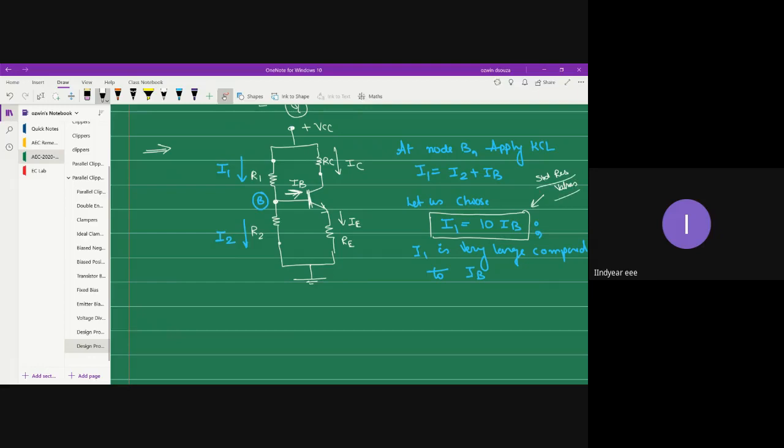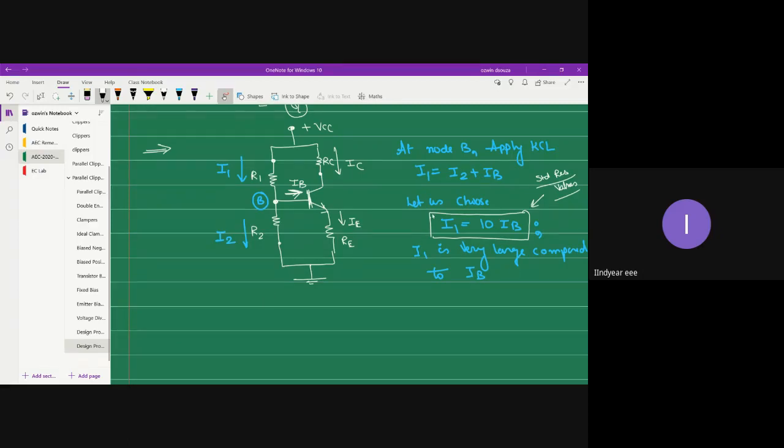Standard resistance value. If you choose greater than 10 times IB, things will work out, it doesn't matter. But the problem is you may not get standard resistance values. Even if you don't get standard resistance values, then you will have to go for tailor-made resistance values, wherein you may have to go for several series and parallel connections to get the desired value of resistance.